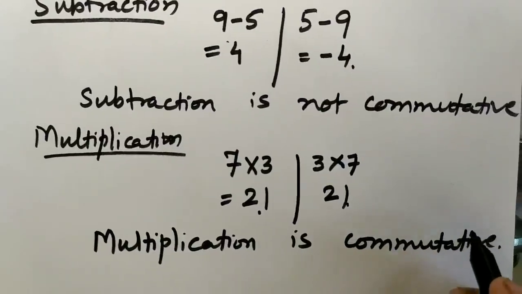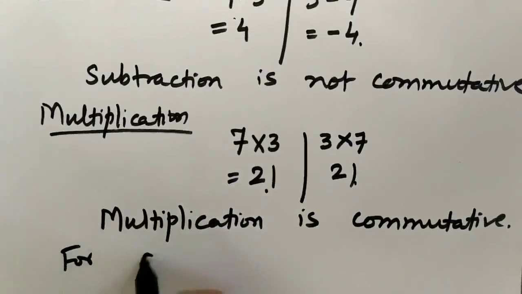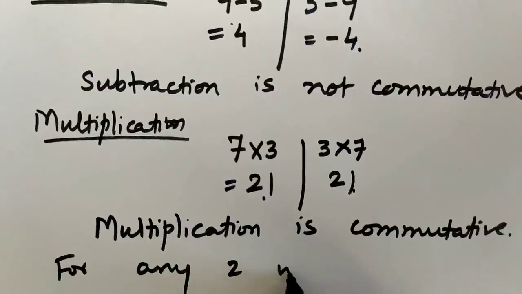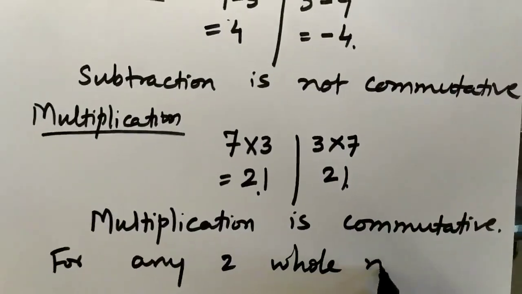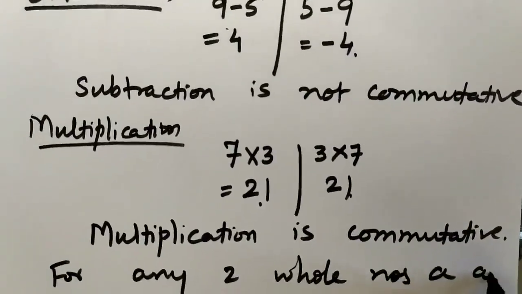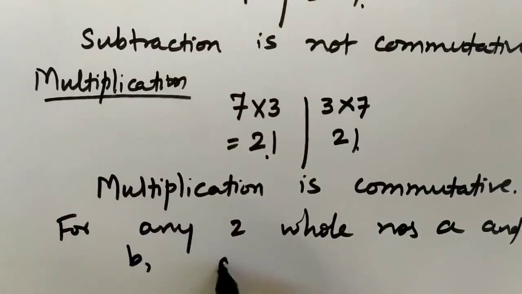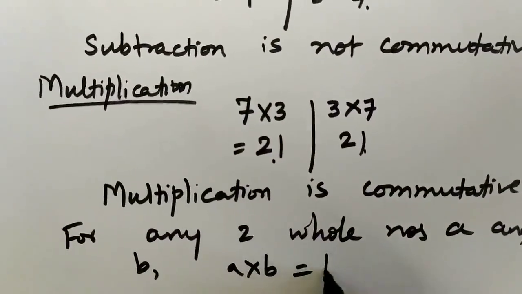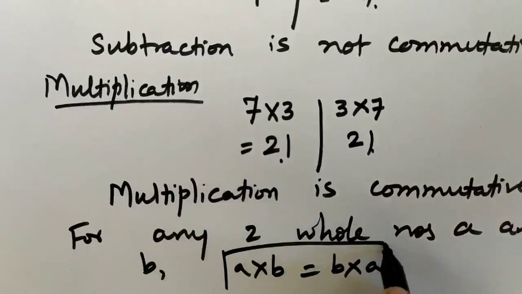So for any two whole numbers A and B, A into B equals B into A. This is the main rule.